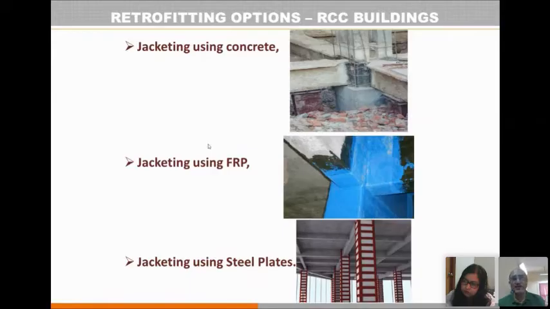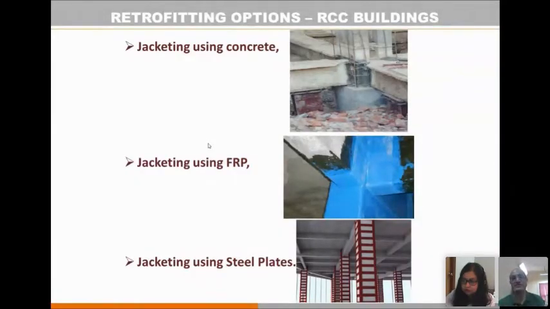Alternatively, FRP jacketing can also be applied, but at the same time we need to understand the pros and cons of any retrofitting strategy which we are adopting. The third option available is jacketing using steel plates. The appropriate strategy can be selected based on the site conditions, technology available, skill and expertise available at the site, and, importantly, the facility given for the retrofitting.